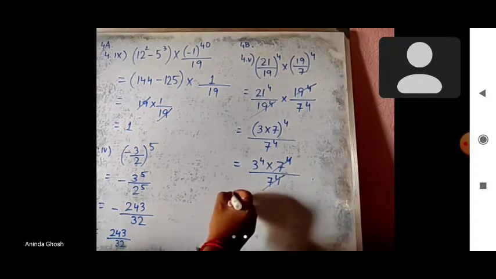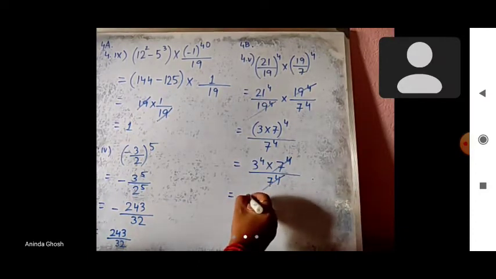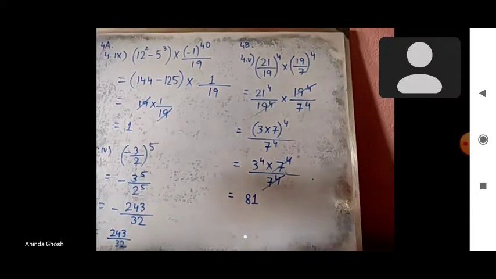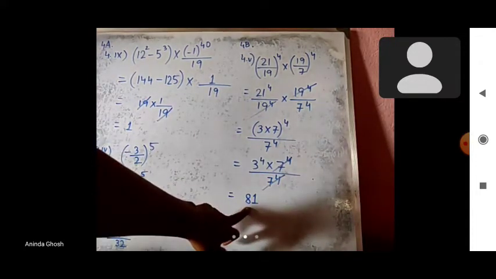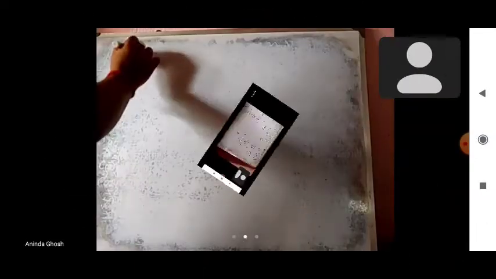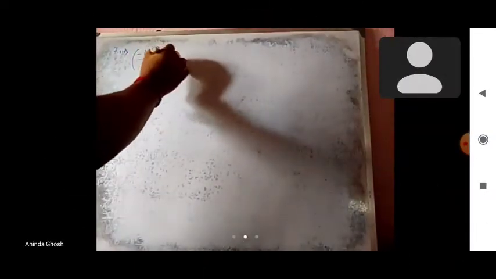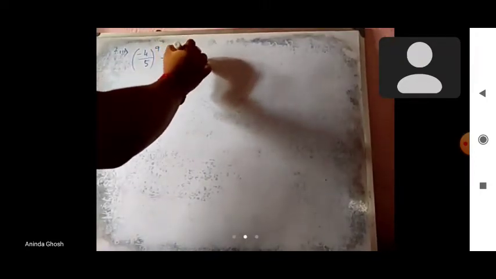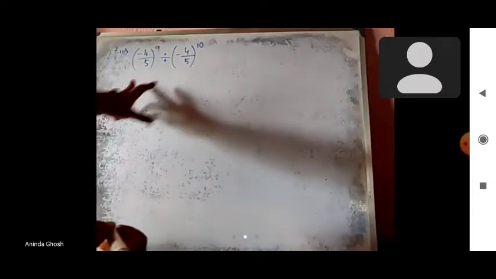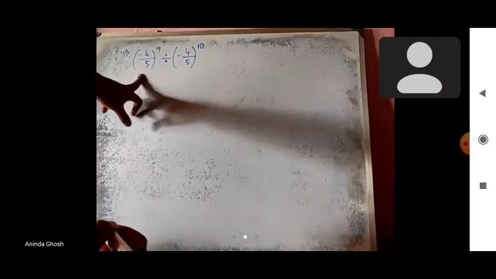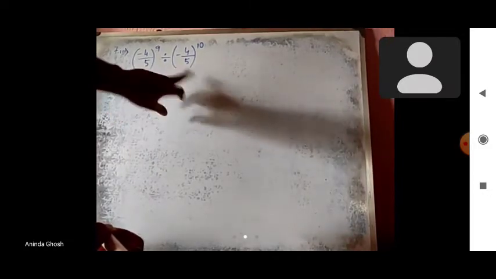So 3 to the power 4 into 7 to the power 4 by 7 to the power 4. 7 are cancelled out, so 3 to the power 4 means 3 into 3 into 3 into 3, and we get 81 as my answer. Next one, 7-3: minus 4 upon 5 to the power 9 divided by minus 4 upon 5 to the power 10.